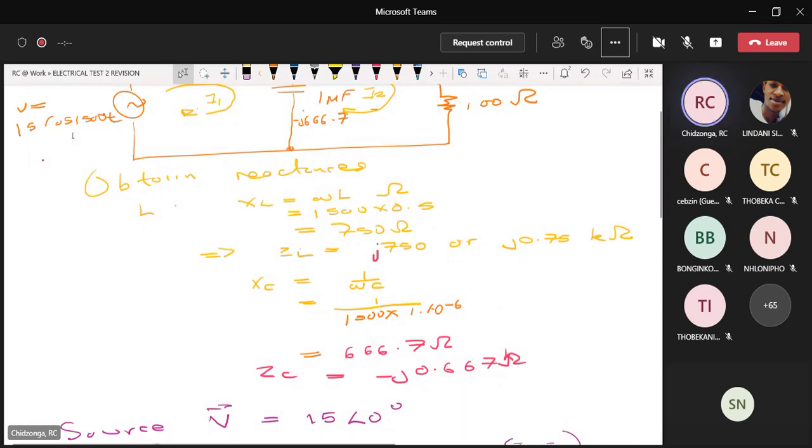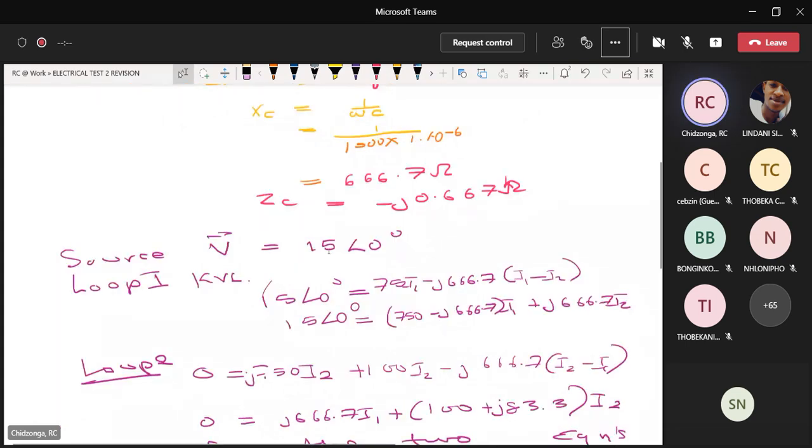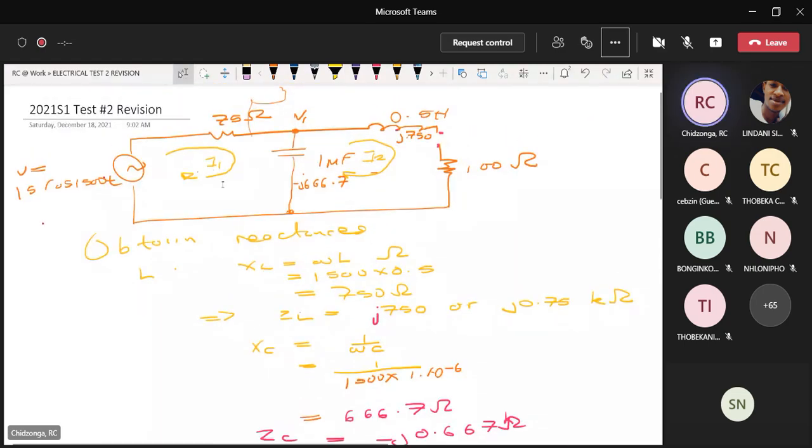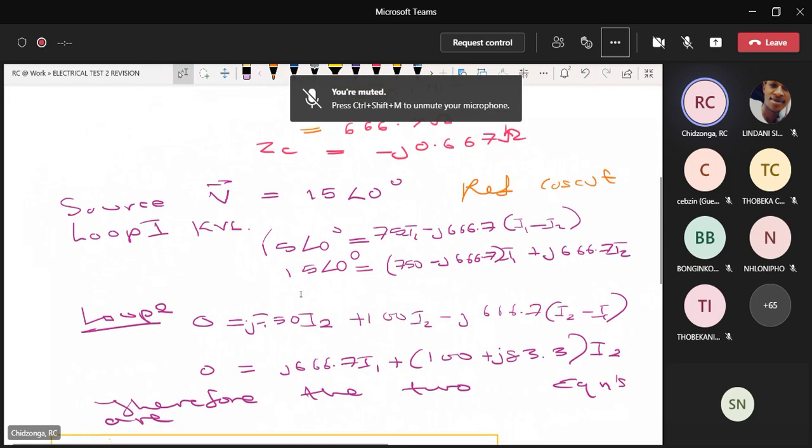It's given as 15 cos 1500 t. You can express it like this. You only need to remember that your reference in this case is cos omega t. Omega is 1500. That's your reference, all right? So this is my input voltage. So with that, I can now write my first KVL equation around I1. So this is the equation.